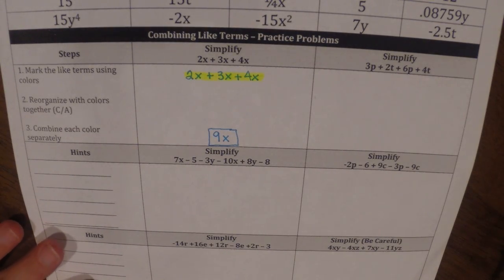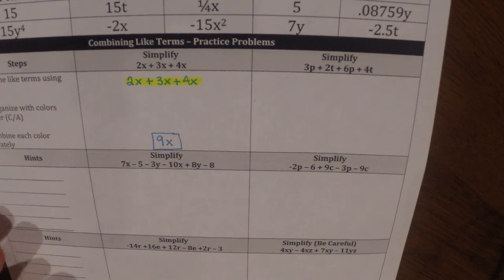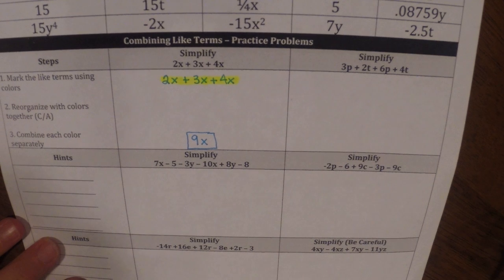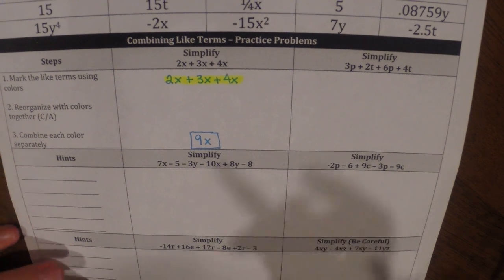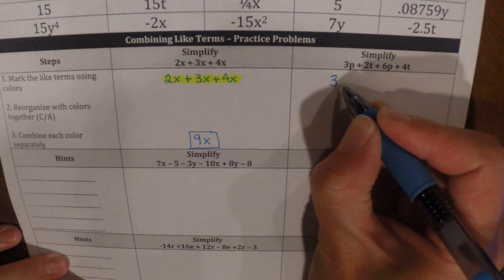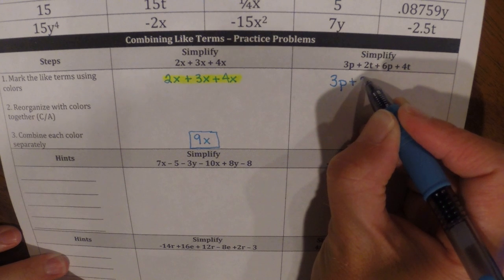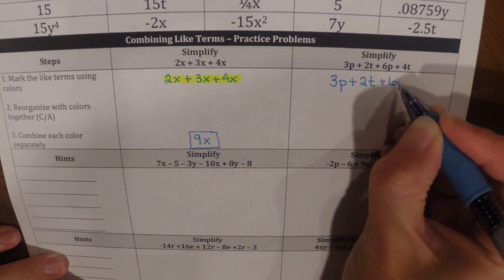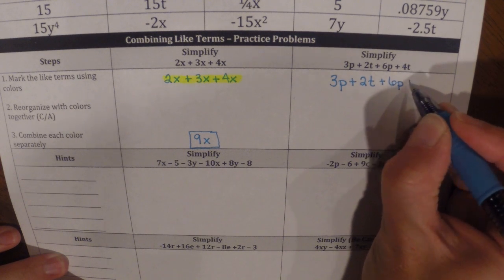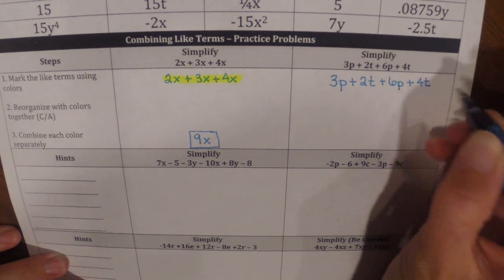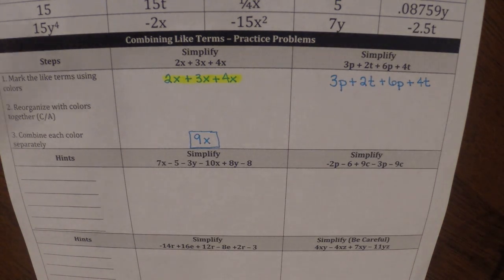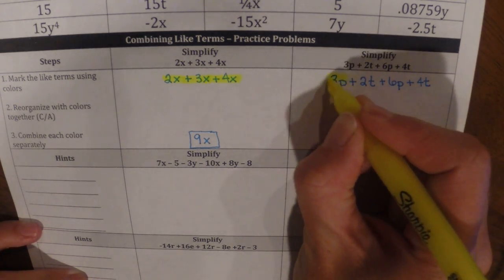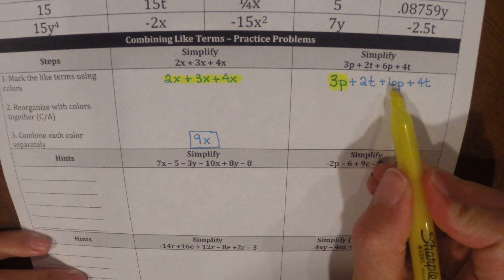So let's look at the second one over here. Simplify 3p plus 2t plus 6p plus 4t. So we're going to go ahead and follow the steps, and I'm going to rewrite it just so we can see it a little bit better. And as I'm rewriting it, I want you to go ahead and pick out 2 colors, because if you notice, we have both p and t. So that means we're going to need 2 separate colors. And so I'm going to do yellow. So here's my p's. I'm going to do 3p. And then the next one is 6p.